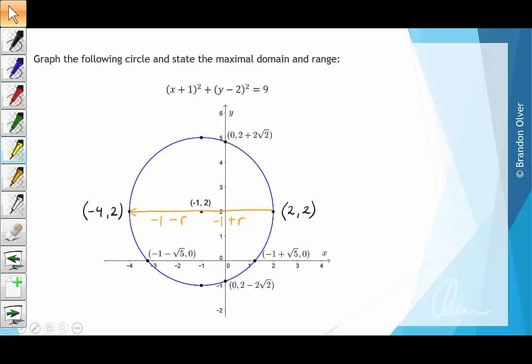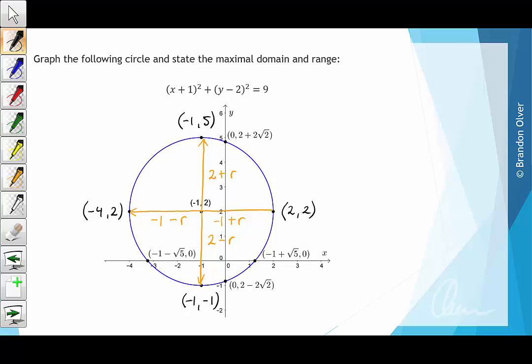And now if we repeat this by taking the y value, which is 2, and adding on the radius, which is 3, we find that this point here is (-1, 5). And finally, if we take the y value, which is 2, and subtract the radius, which is 3, we get to this point here, which is (-1, -1).